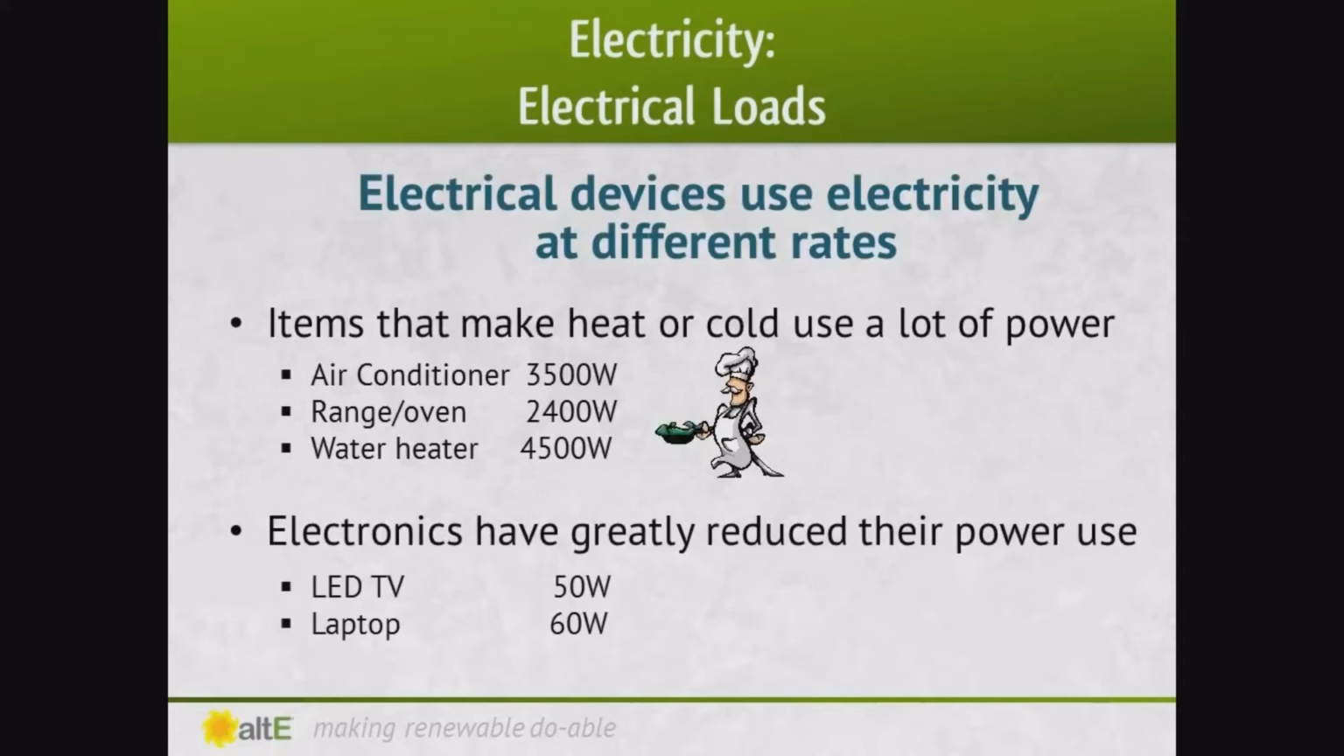When trying to figure out where all of your electricity is being used, note that different devices use electricity at different rates. Anything that makes heat and cold, like an AC or a water heater or stove, uses a lot of power. In the past decade, a lot of work has been done to reduce the power consumption of most electronics. We'll go through some examples to see where this knowledge can help you save electricity.